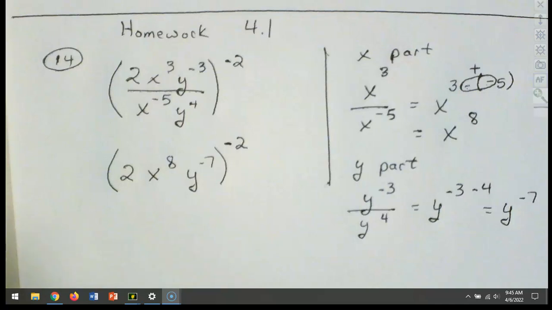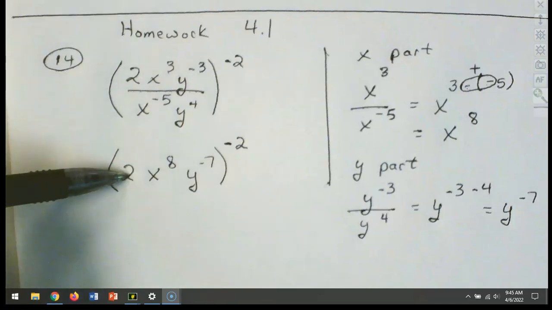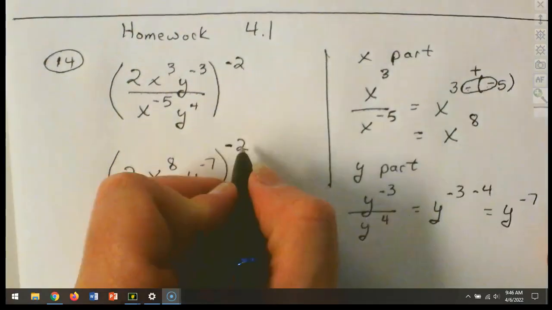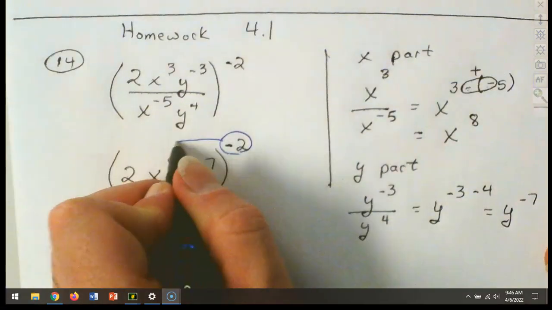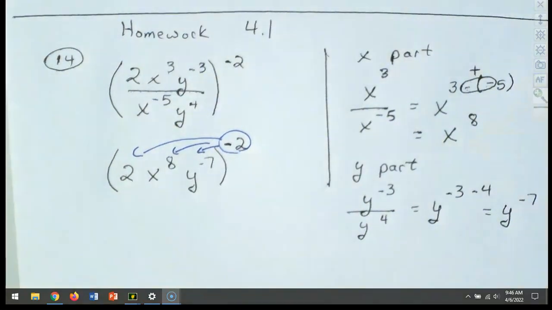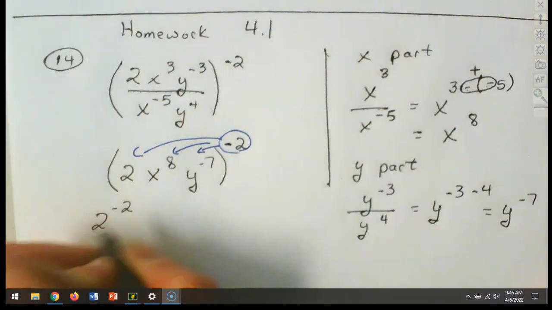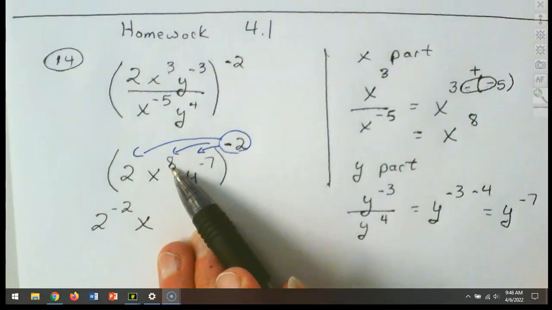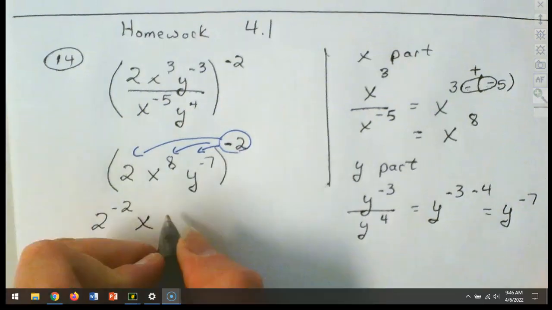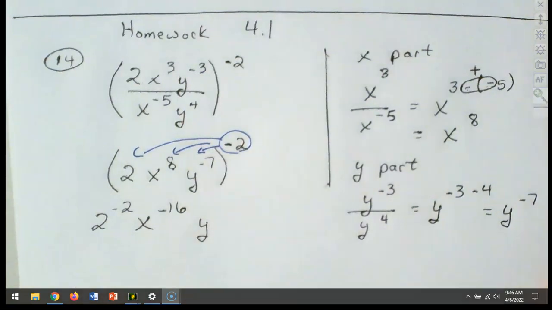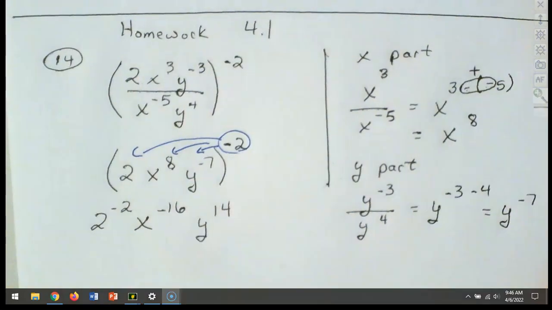Now what do we need to do from here? We can't combine anything else because a 2, an x, and a y have nothing in common. Well, what can we now do? We can now distribute it through. When we distribute this through, we are left with 2 to the negative second power, x to the, remember, parentheses make you multiply, x to the negative 16th power. Watch your signs on the y. Negative times negative makes it a positive 14.